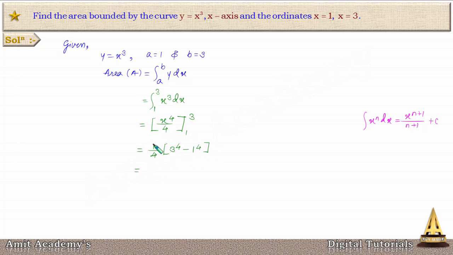So it is 1 upon 4 in square brackets, 3 raised to 4 is 81, minus 1 raised to 4 is 1. So it is 81 minus 1, which is 80, upon 4. So 80 upon 4 is 20 square units. And this is the value of area A, and this is the final answer.